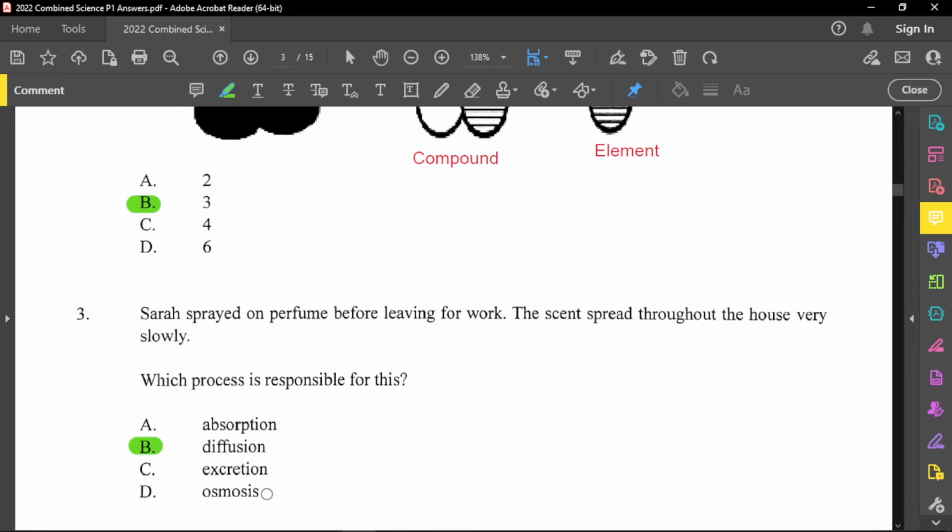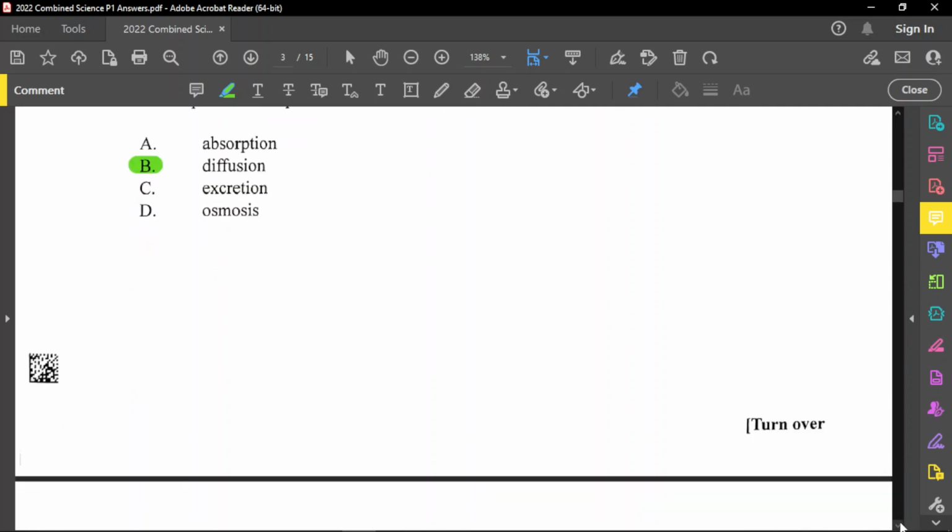Remember that osmosis is the movement of water molecules from a very high concentration to a low concentration, and it must go across a semi-permeable membrane. All right, let's go to question number 4.